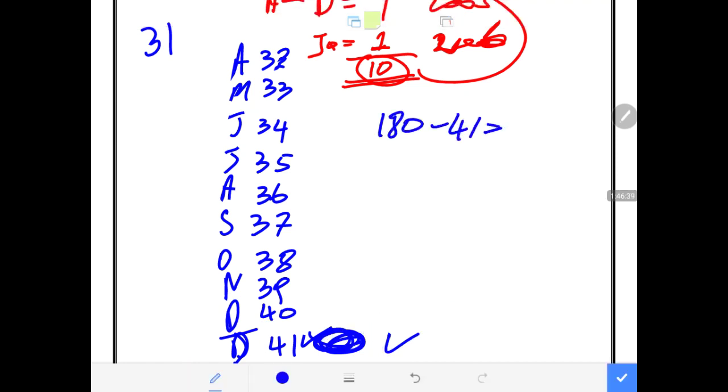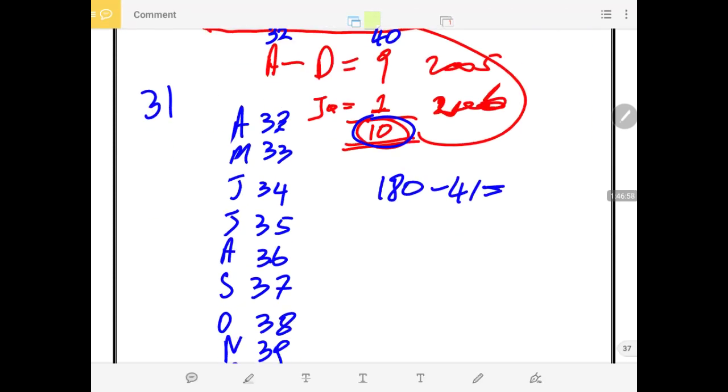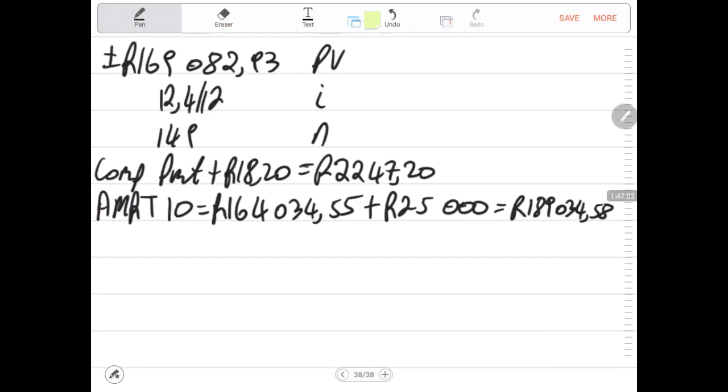So now we start making the payment in the 42nd payment, because in January we have made a payment already. That is why we set amount 10, we included January as a payment. Then the borrowing of 25,000 took place at the beginning of February. So we start in February. Sorry for that one. I think my brain is quite tired now as I'm closing.